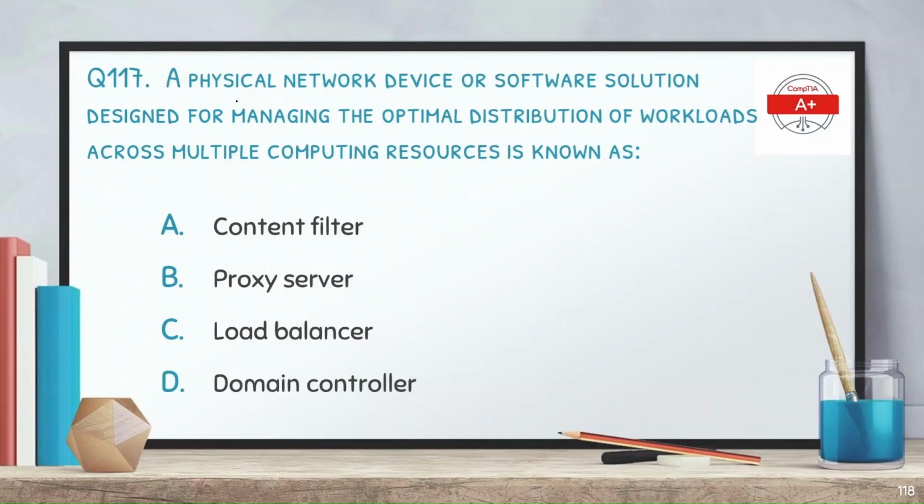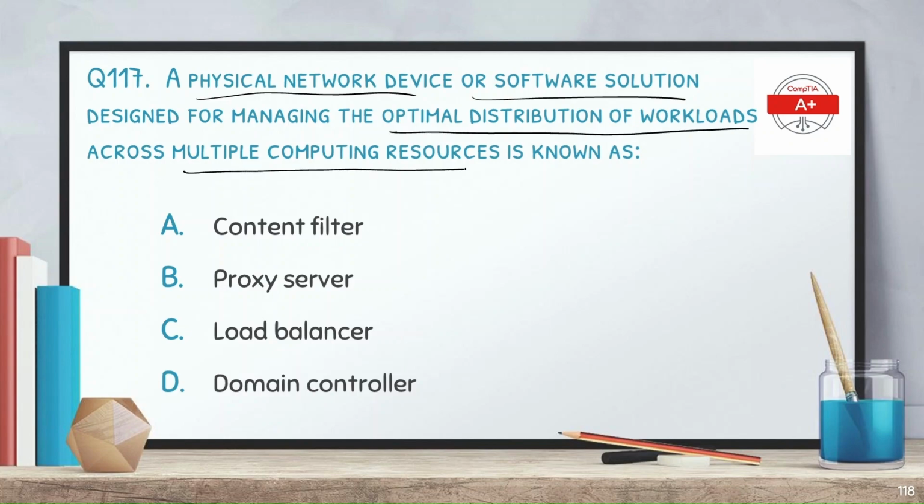Question number 117: a physical network device or software solution designed for managing the optimal distribution of workloads across multiple computing resources is known as. The options are A. Content filter, B. Proxy server, C. Load balancer, and D. Domain controller. And the correct option is the load balancer. So the load balancer basically balances or distributes load among workloads equally.